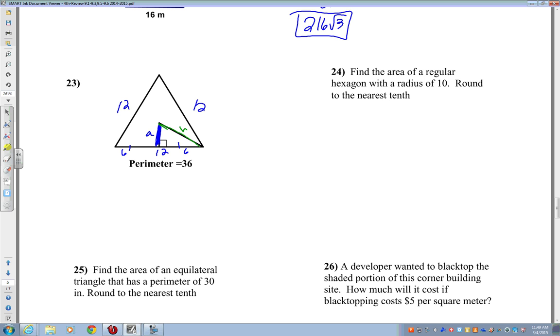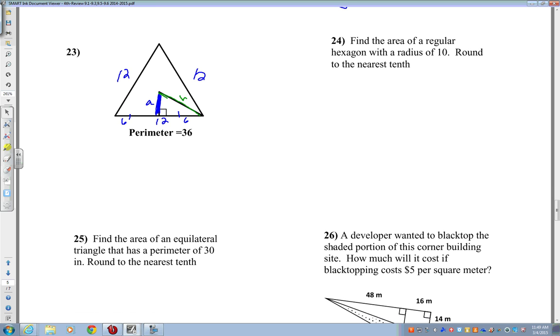Okay. Now, let's work this out so it's easier. Do y'all know how to do base times height divided by 2? For a triangle, base times height divided by 2? Okay. In this triangle, do you at least have a base? Yeah, the base is what? It's the 12. Okay, so the base is 12.